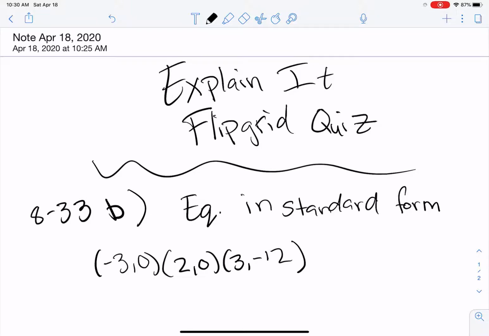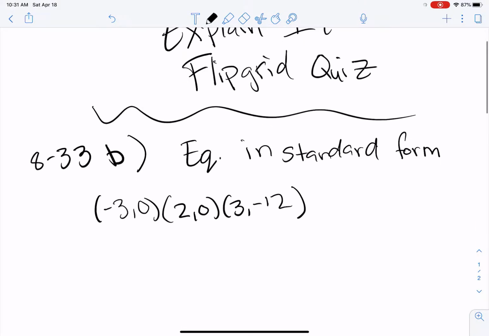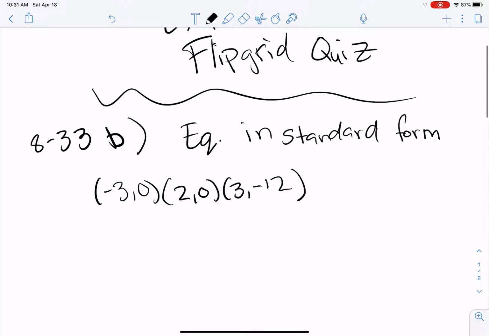Okay, so I'm making this video so that you have an idea of what we expect to see when you're making your Flipgrid Explain It quiz. So notice I'm making them like I usually do, which is just in a writing program on my tablet, and then I'm doing a screen recording of that, so you're not seeing my face.